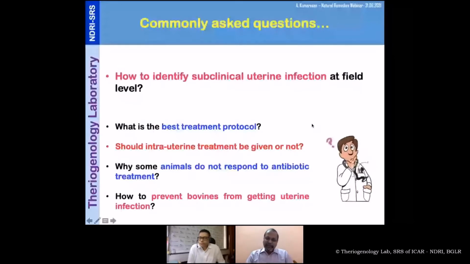So when we talk about uterine infection, these are the very commonly asked questions. First and foremost, subclinical infection is causing a devastating effect on reproduction, but how to diagnose it? There is no tool at field condition to diagnose. Yes, there are no kits, but there are some methods available that I will be explaining. What is the best treatment protocol? You and me cannot decide, but there are some protocols suggestive of designing a treatment protocol. It is not a thumb rule. No antibiotic can be flatly recommended for all the animals across the country. Should intrauterine treatment be given or not? It's also one question. And why do some animals not respond to antibiotic treatment? That is also a million dollar question. And how to prevent bovines from getting uterine infection?